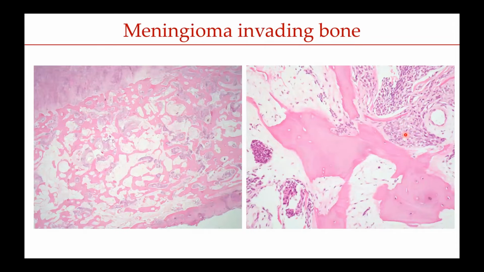Meningioma cells can infiltrate into the bone. They can invade the bone into the intratrabecular spaces and lead to a hyperostotic reaction, which can lead to an expansion of portions of the cranium. And here you can see the meningothelial tumor cells in the intratrabecular spaces.